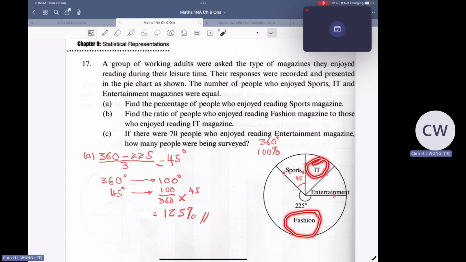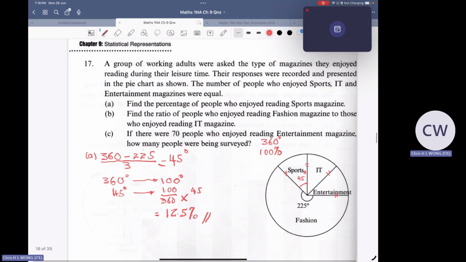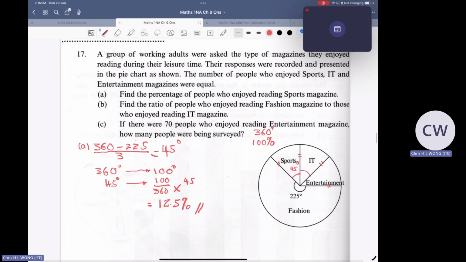Okay, ratio. I have 2 to 5 degrees for fashion. Sports is 45. We all know they are the same, right? IT also 45. Entertainment also 45. They are all 45 because, as mentioned earlier, they are all equal. Sports, IT, entertainment, so they are all 45. You find one 45, the rest are all 45.